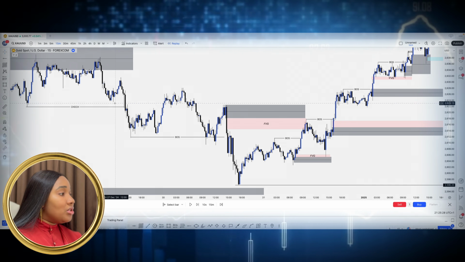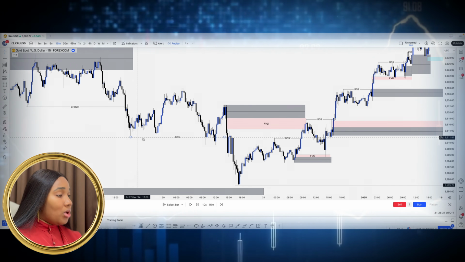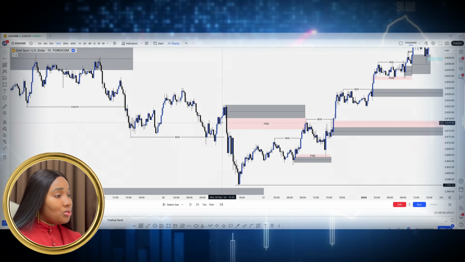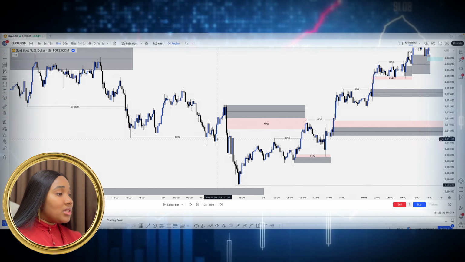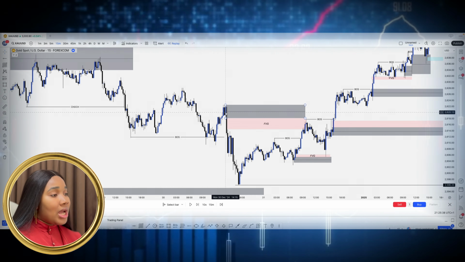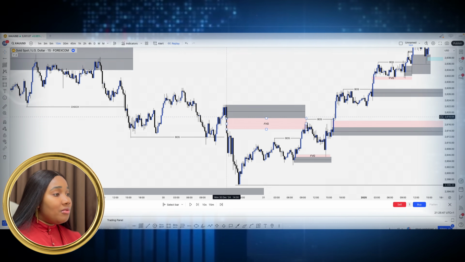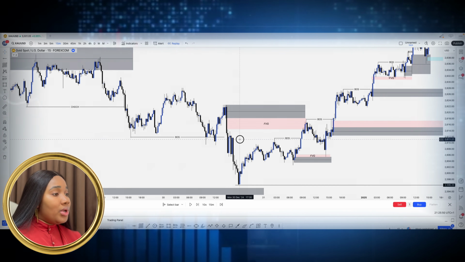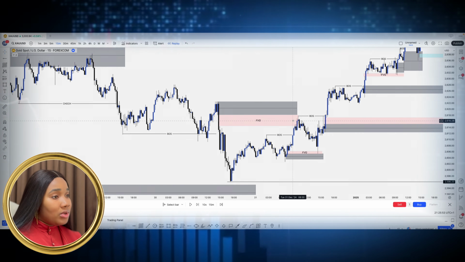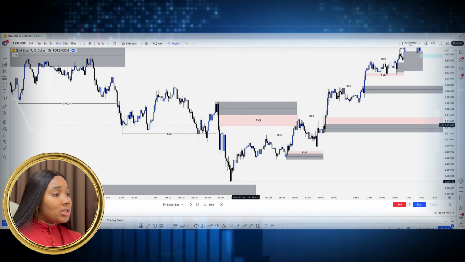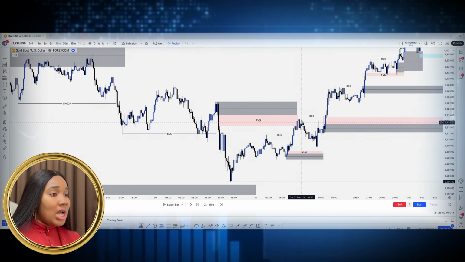After I got this change of character to the downside, we got another break of structure further to the downside. So after getting this particular break of structure, I mapped out the origin, that is the order block that caused this particular break of structure, which is this level, and then this being the FVG very close to the order block. So here, when price was pushing up, you can see where price reacted at. Price reacted on the FVG and pushed down.